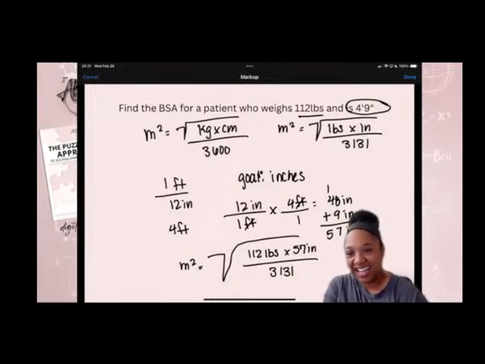Yay! Congratulations. Okay, so we'll do 112 times 57 divided by 3131. And then you press equal on your calculator. This is how people mess this one up. Okay, and then you hit square root. And then that's 1.427.